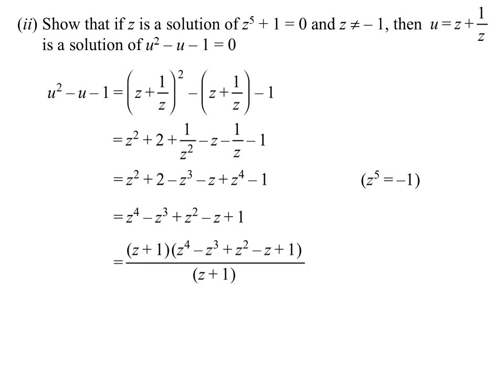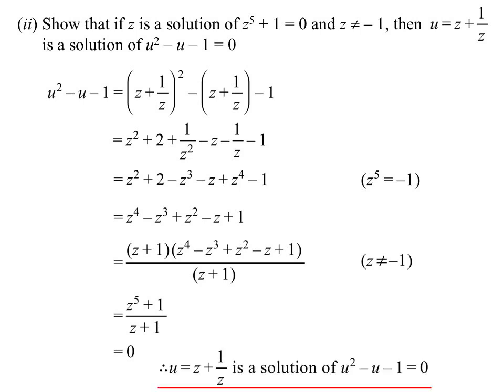I use this idea again. Multiply top and bottom by z plus 1, because remember, I'm saying z can't be negative 1. So okay, I can multiply top and bottom by z plus 1. So now I've got z to the power of 5 plus 1 on z plus 1. Okay, we're getting there. And that is equal to 0, because z to the power of 5 plus 1 is equal to 0. We got there, and we've shown that yes, z plus 1 on z is a solution to this quadratic equation.